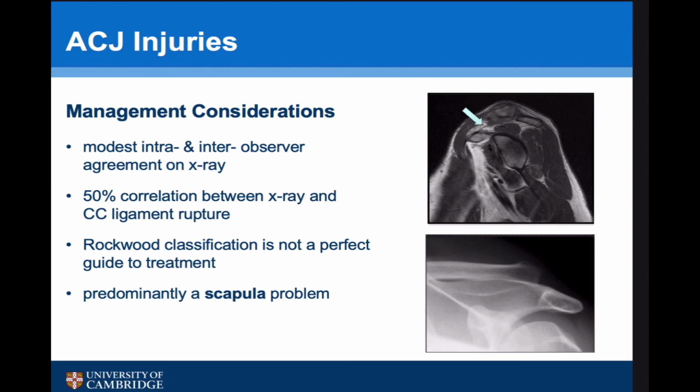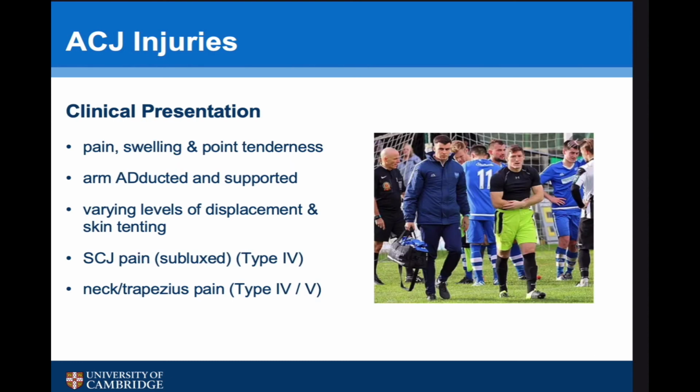The clinical presentation for patients with an AC joint injury is similar to a clavicle fracture in that they have pain, swelling and point tenderness over the AC joint. The arm is generally held in an adducted and supported position, and they have varying levels of displacement and skin tenting. Patients that have got a type 4 dislocation, so where the clavicle's gone posteriorly, may have problems with ACJ pain, so possibly a subluxed sternoclavicular joint. And patients with a type 4 and a type 5 dislocation may have associated neck and trapezius pain.